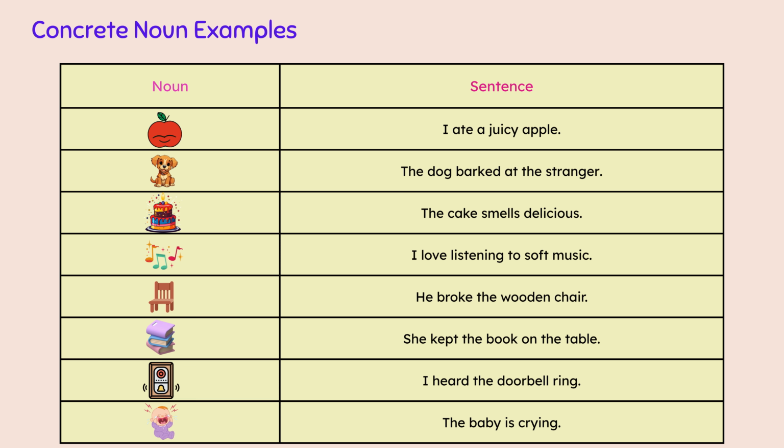Book. She kept the book on the table. Doorbell. I heard the doorbell ring. Baby. The baby is crying. Each of these nouns names something we can experience through our senses. That's what makes them concrete.